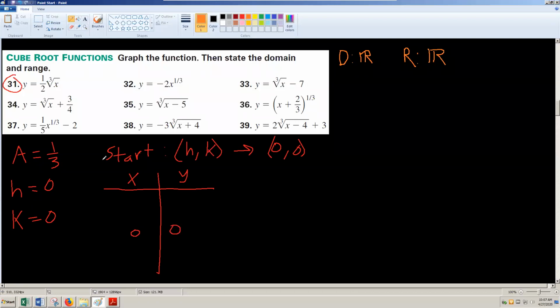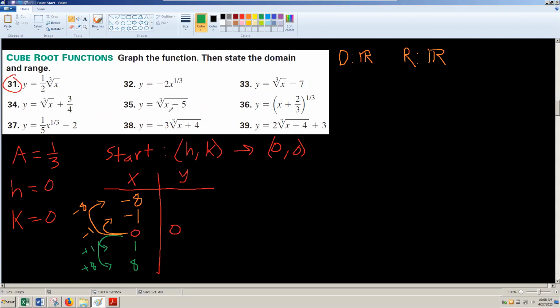Okay, I'm going to do two things. I'm going to go left 1, and I'm going to go left 8. The reason I'm going left 1 and left 8 is because I just want nice cube roots. -1 and -8 give me nice cube roots. I'm also going to go to the right 1 and to the right 8. So here I got 1 and 8. This is from where I start.